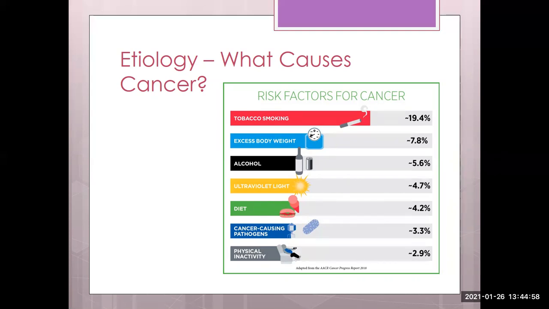Interesting fact: it was estimated for 2020 that there would be 1.8 million new diagnoses of cancer in the US and over 600,000, essentially a third of that, deaths associated with cancer. So one of the big things is going to be prevention, which we'll talk about in just a minute.